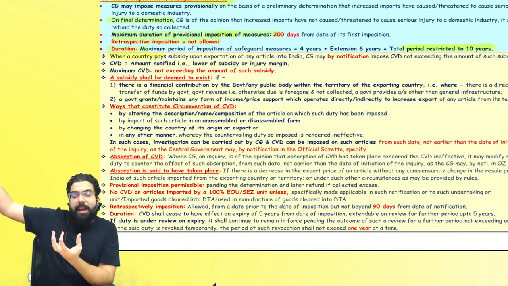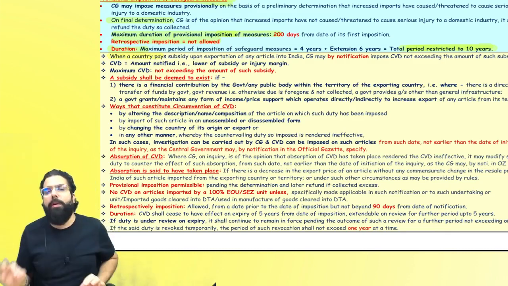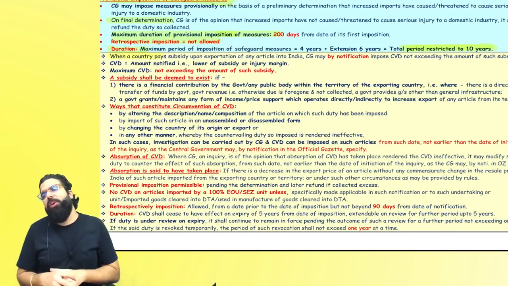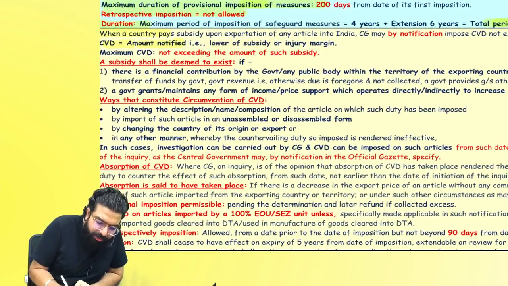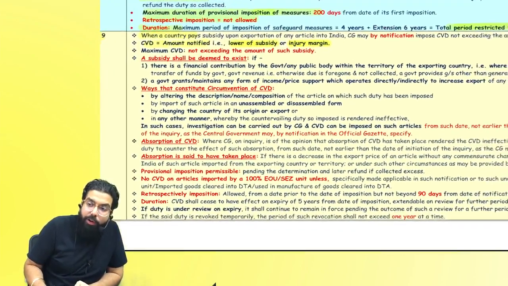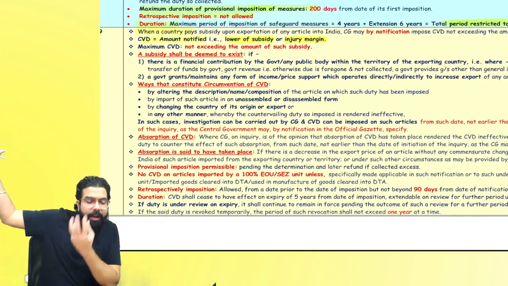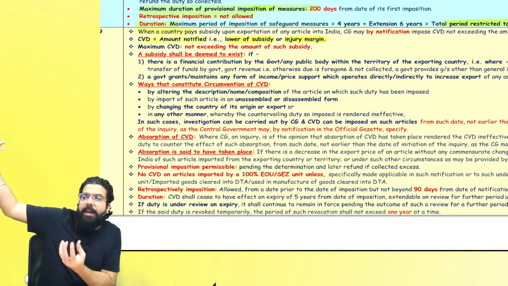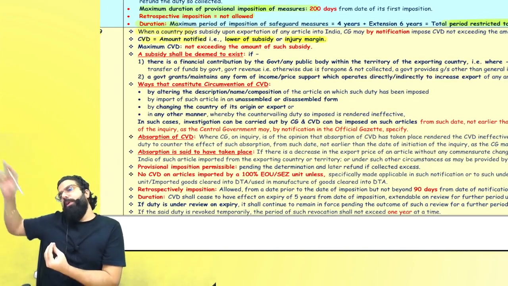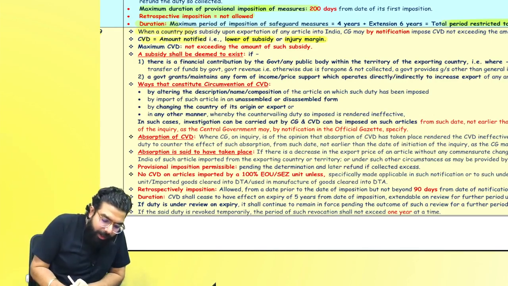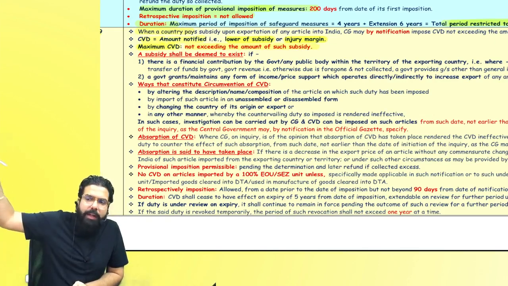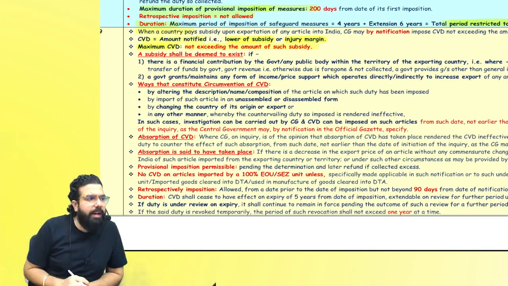So subsidy and injury, whichever is lower, will be charged as CVD on subsidized article. CVD is equal to amount notified, that is, the lower of the subsidy or injury margin. Causal link, what is the cause? Subsidy. Because of the subsidy, what is happening in India? Injury. So sir, we will go ahead and charge CVD on subsidized article. Sir, what is the maximum CVD? The amount of subsidy. The amount of subsidy can be the maximum CVD that can be charged.